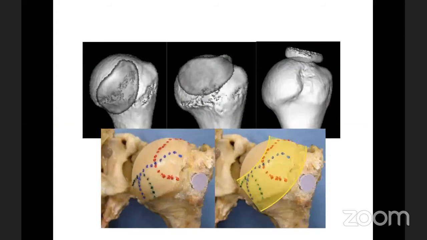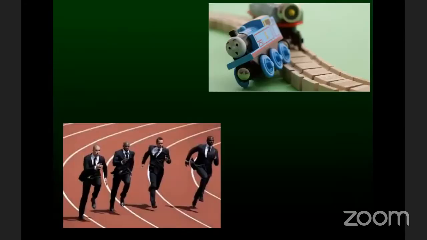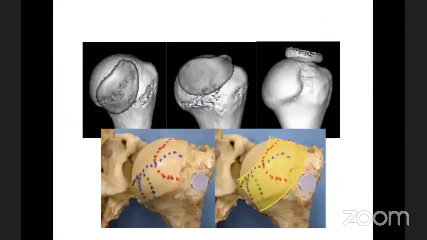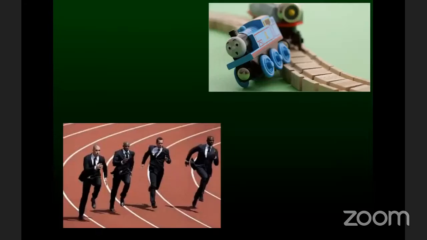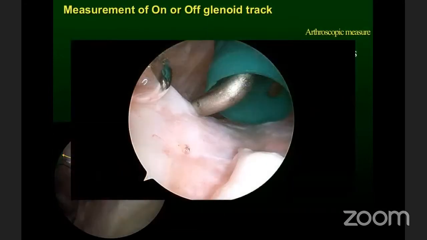They describe this as medial Hill-Sachs and lateral Hill-Sachs depending on the bone bridge. Raju described it as a bone bridge between the rotator interval, the attachment of the rotator cuff, and the glenoid side. So once you analyze this as the off-track lesion, as Raju had described it, if 83% of your glenoid track, which is articulating with the humeral head, is exceeded, then it becomes an off-track lesion.